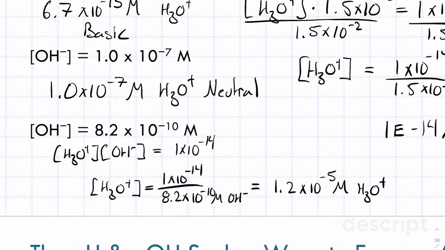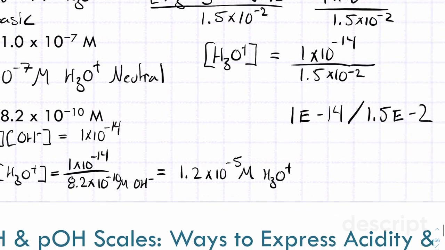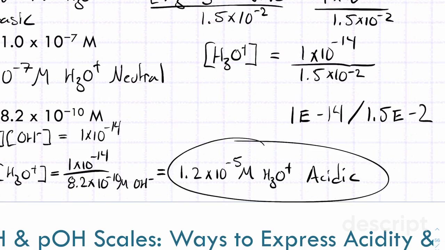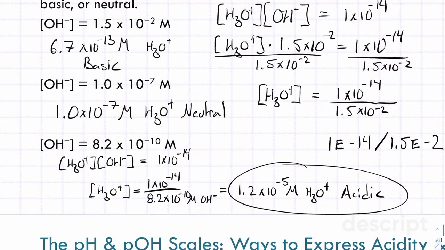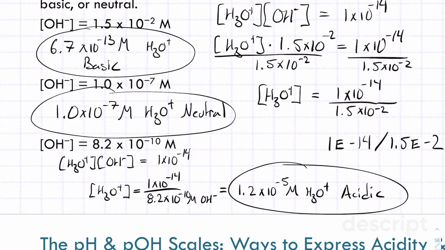So another way you can figure out if it's acidic or basic, with just the concentrations, is to ask: is this concentration larger than 1 times 10 to the negative 7? So is the concentration of the acid larger than 1 times 10 to the negative 7? Is this solution acidic, basic, or neutral? So this one's going to be acidic. Go back and circle all these.